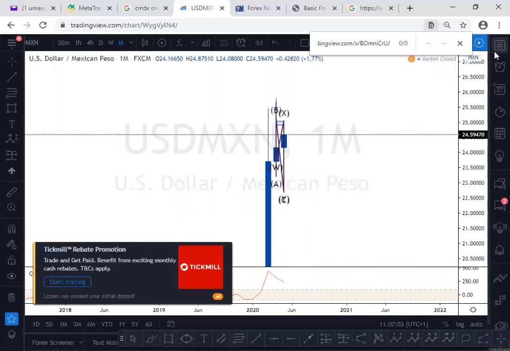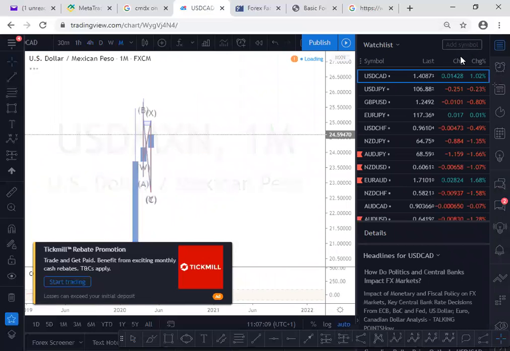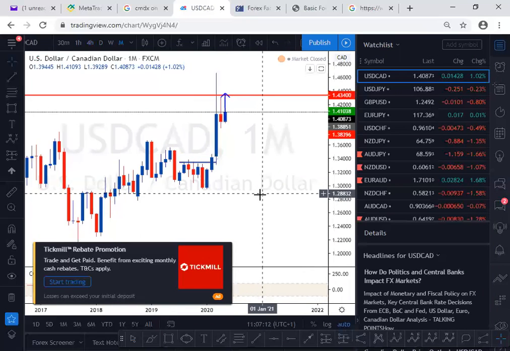So we move next to one of our favorite charts, the USD CAD, which I also spoke about, that we want to be seeing a correction.